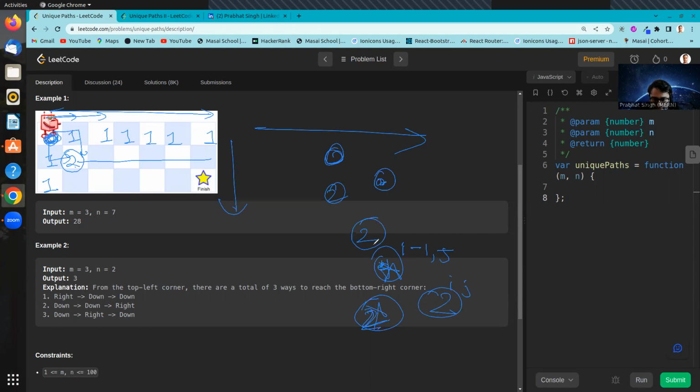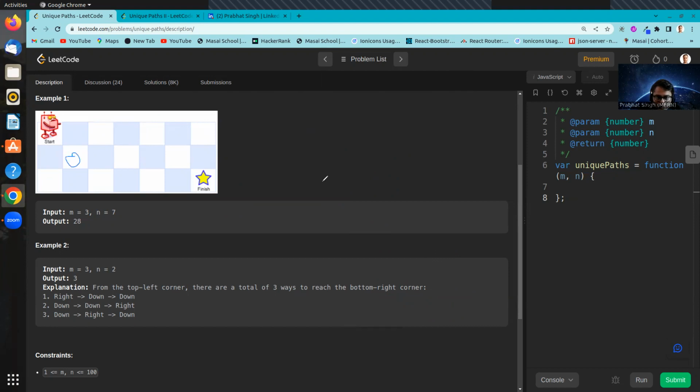I guess not this position. To always confirm: if you are here, suppose I, J, you are at any point of your matrix. So you are required this position and this position. So what is this position? This is I minus one and J. And what is this position? I and J minus one. So after adding these positions, you are able to get this position.